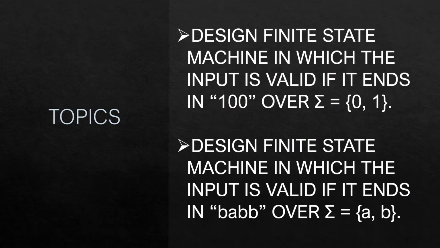In this video, we will be seeing the design of finite state machine as a string validator. The first string that we will validate is ends in 100 and second string that we will validate is ends in BABB.